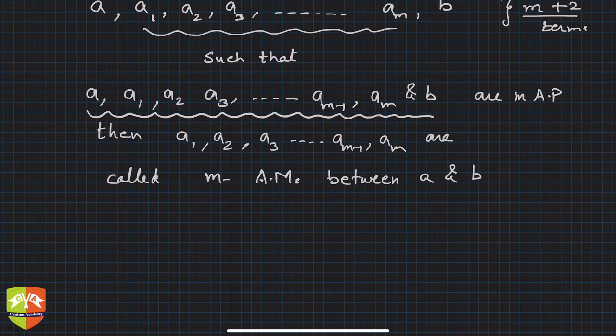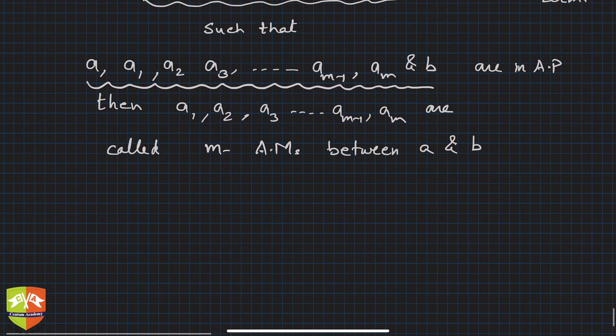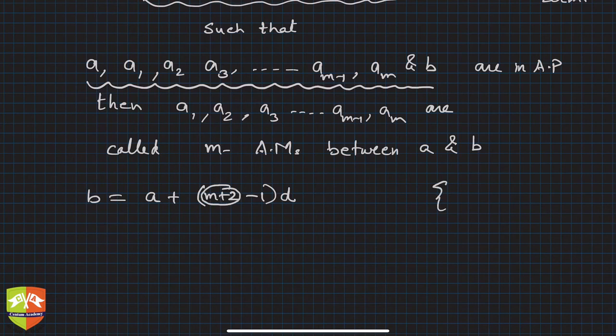Then we'll say A1, A2, A3, dot dot dot till AM are M arithmetic means between A and B. So if they are in AP, can we not say that B is equal to the first term A plus the total number of terms, M plus 2, minus 1, times the common difference? So M plus 2 is the total number of terms, isn't it? Our basic formula is: last term is equal to first term plus total number of terms minus 1 times common difference. This is what we have studied in AP, isn't it?